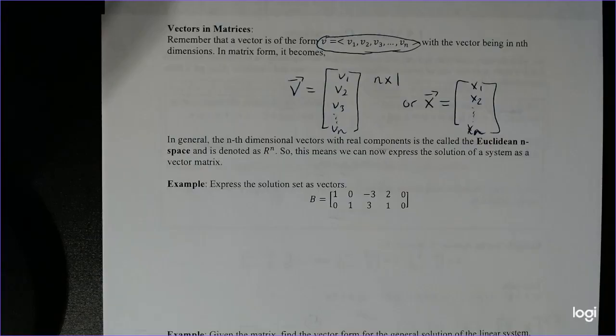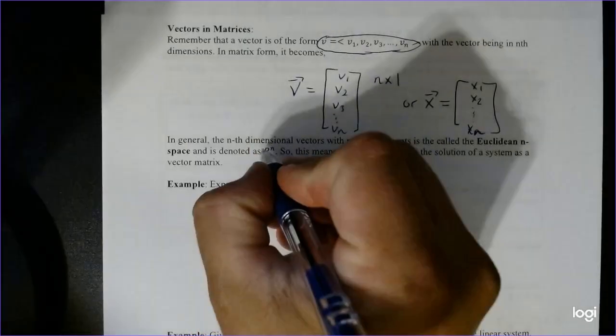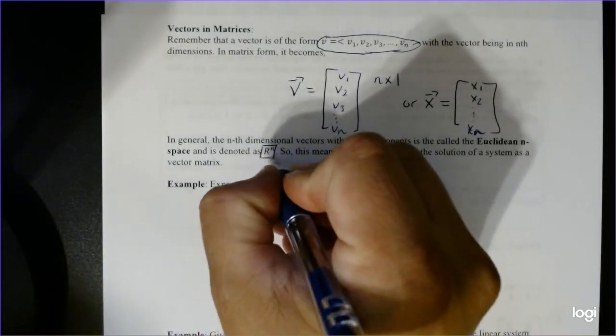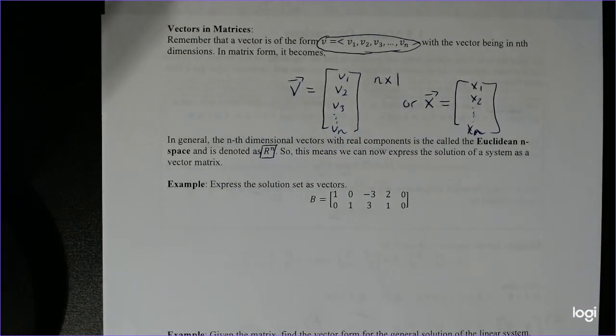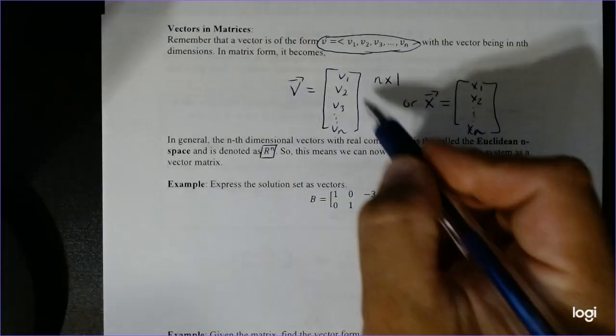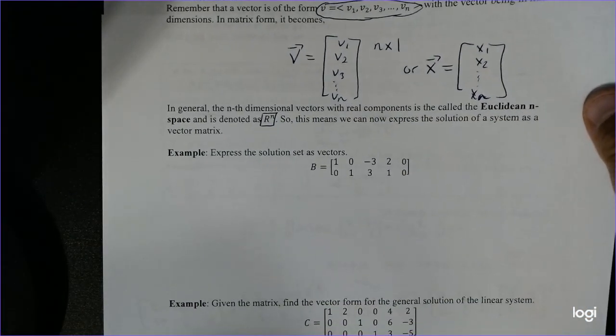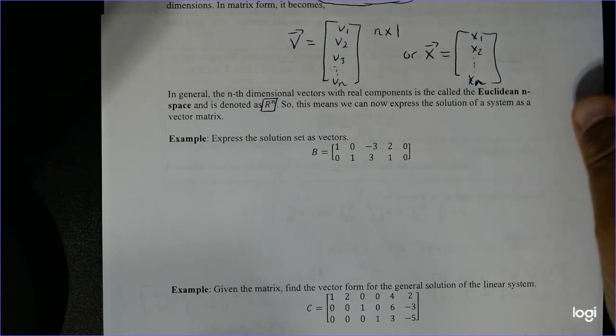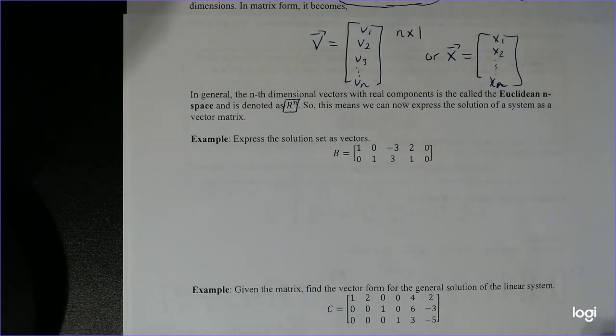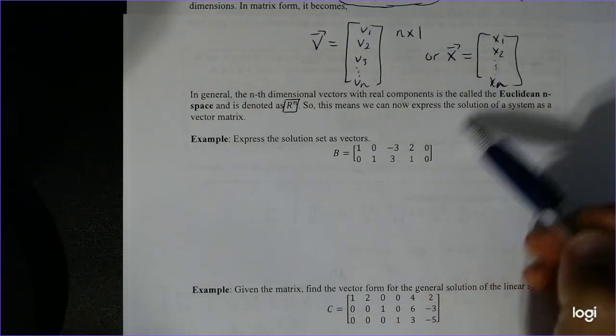So in general, the nth dimensional vectors with real components are called the Euclidean n-space, denoted as Rn. This is universally used to signify your nth dimension. So it's basically infinite, it just goes on forever. Again, this means that the solutions go on for a very long time, or just look like this. Okay, so now the question becomes, we could solve a system like we did before, but how do we use this type of notation to show it?